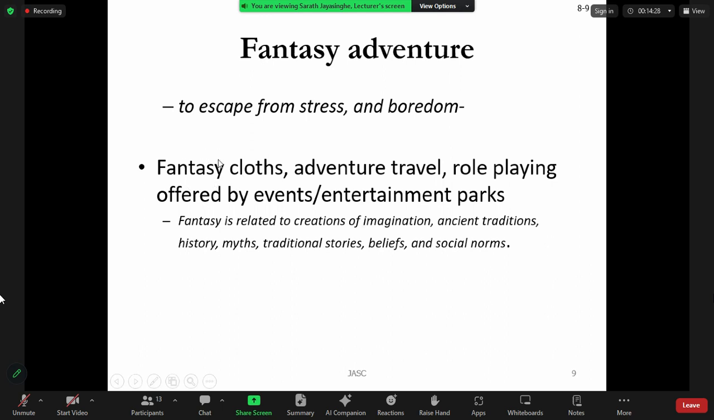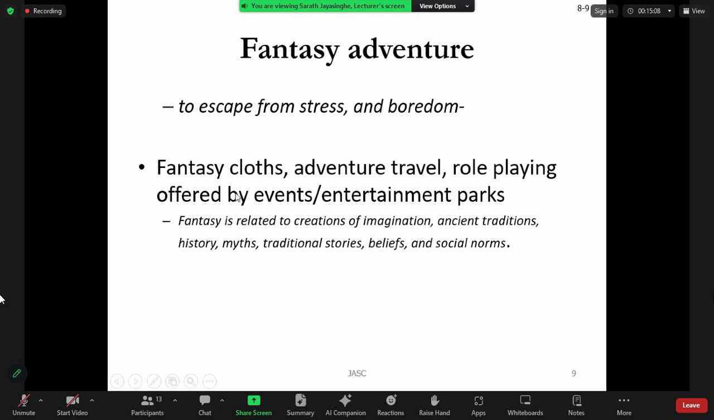And then fantasy clothes and adventure travel, role playing offered by events, entertainment sparks. So these are the things we are trying to find, right? Some people may think about this fantasy clothes. If you are doing something like that, you can escape from this stress and boredom. You are changing your normal behavior and doing something, right? You may be going on hikes, right? And you may be going to some entertainment parks, right?